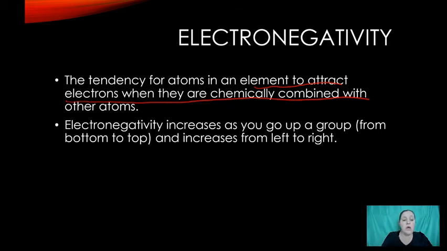Okay, so electronegativity increases as you go up a group from bottom to top and increases from left to right. So it actually follows the same trend as ionization energy, because it takes more energy to turn something into an ion if it's got a high electronegativity, right? Because it's going to hold on to those electrons really tight.